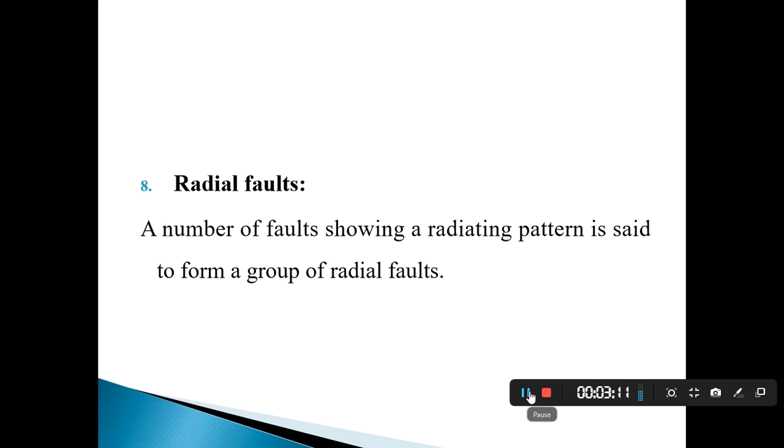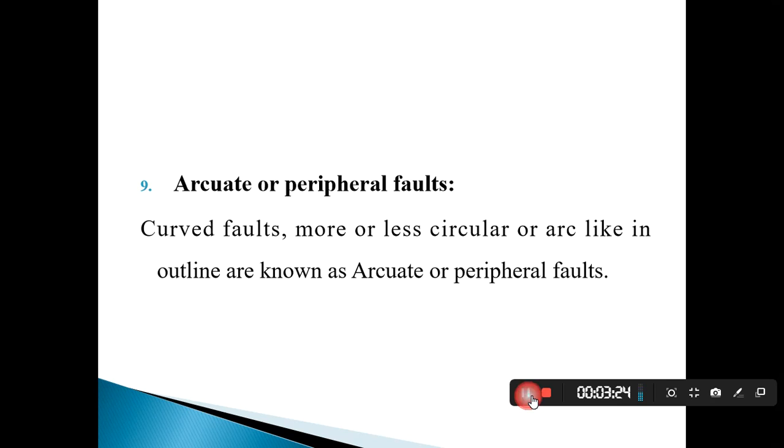Radial faults. A number of faults showing a radiating pattern is said to form a group of radial faults. This is radial fault. Arcuate or peripheral faults. Curved faults more or less circular or arc like in outline are known as arcuate or peripheral fault.